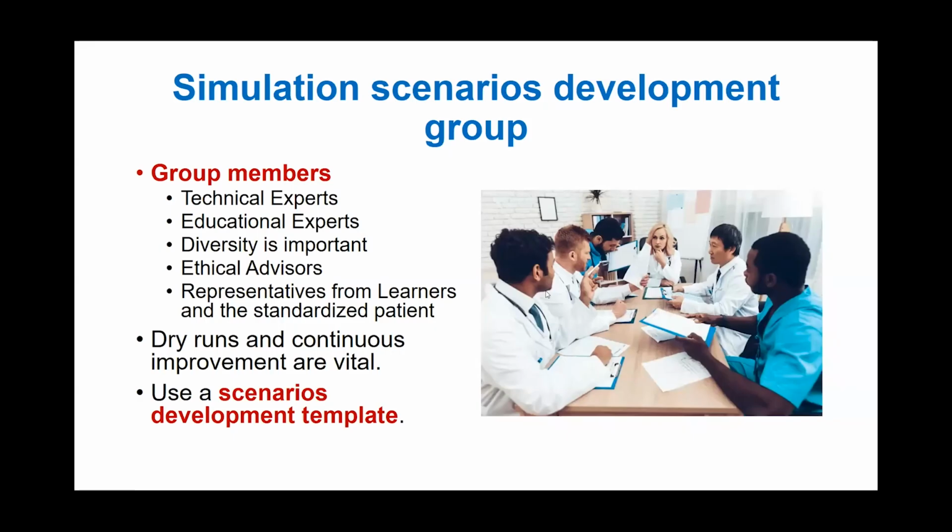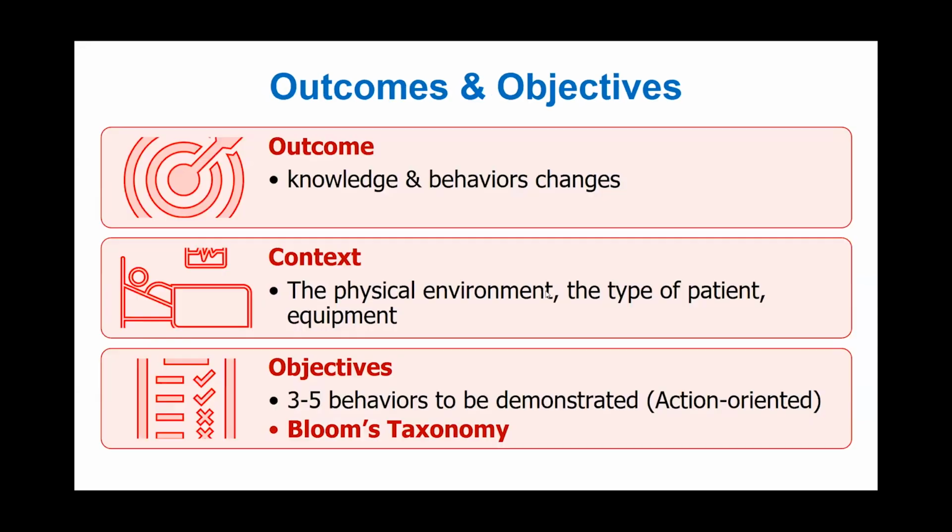So let's assume that you made your group for the two cases, and you have your template, and you want to write your simulation. So you need to write your objectives and outcome. So let's say for the first one, for the asthma patient, by the end of this scenario, your trainee will be able to recognize a patient with acute severe asthma attack, and they will be able to manage this patient according to the British Thoracic Society asthma guideline. So this is the outcome.